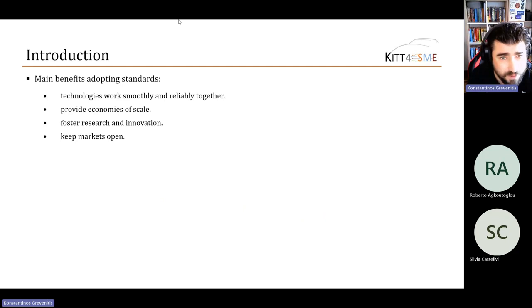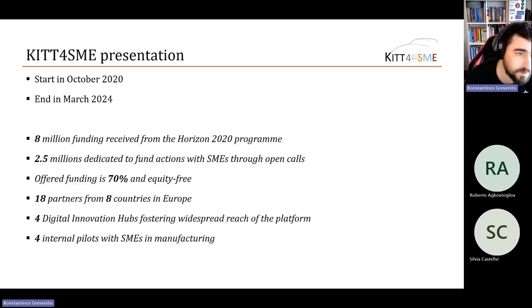Which are the main benefits of using standards? The main benefits are that technologies work smoothly and reliably together, provide economies of scale, foster research and innovation, and keep markets open. Especially when it comes to software, I could add that it makes different systems communicate with each other without any issues, because as I said earlier, they speak the same language.